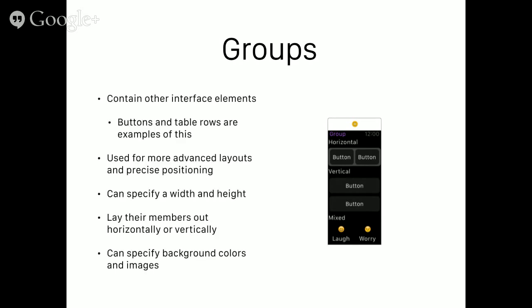Can you put a vertical instead of horizontal? Yep. So this example at the bottom is a horizontal group that has 2 vertical groups with an image and then a label. And that's how you can actually make watch apps that look good.